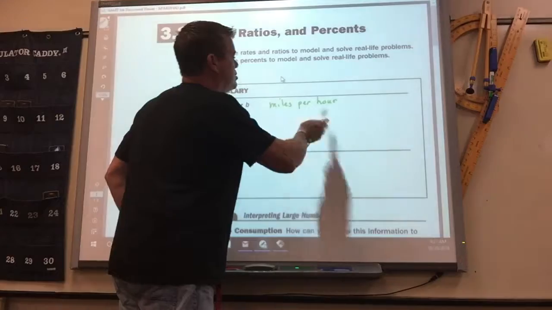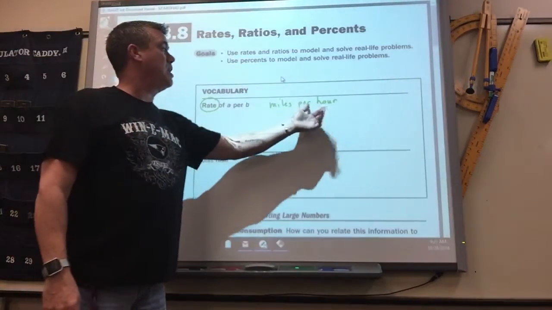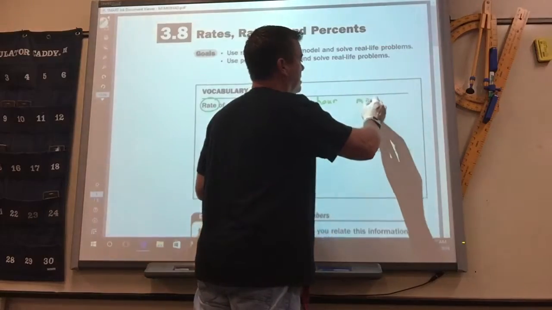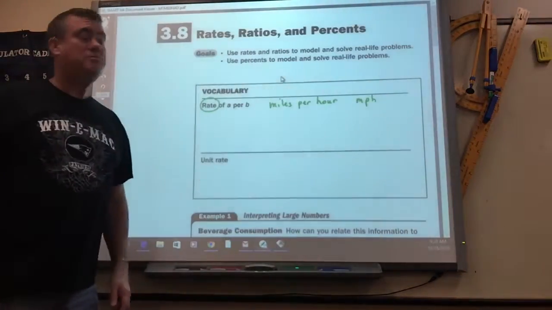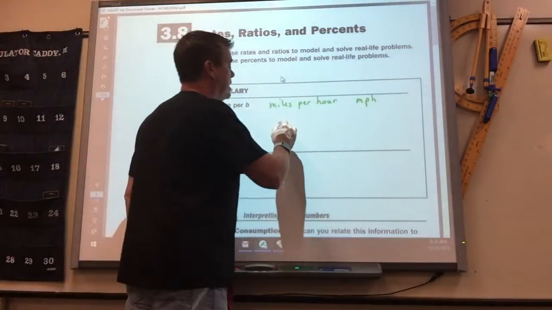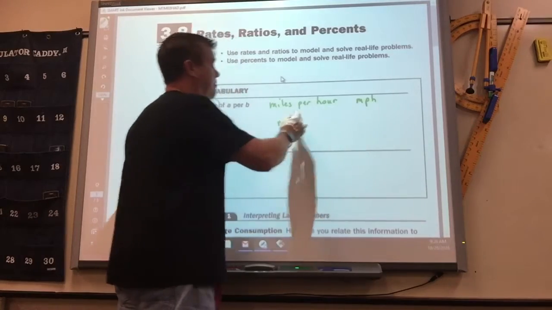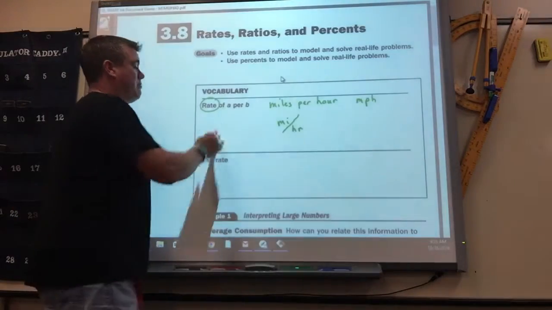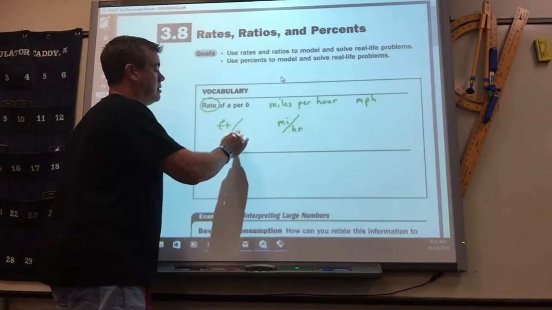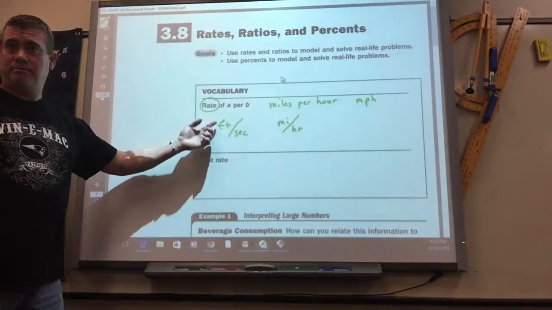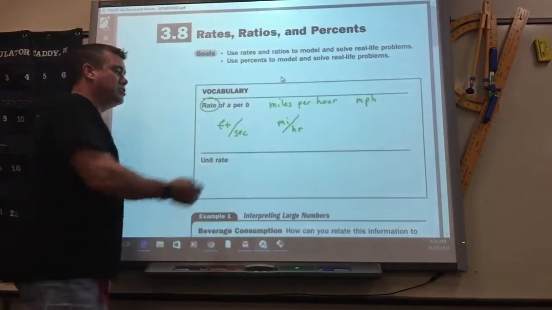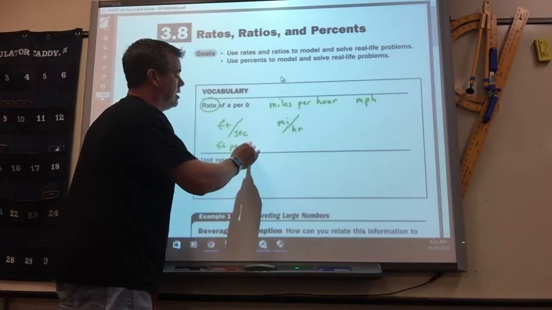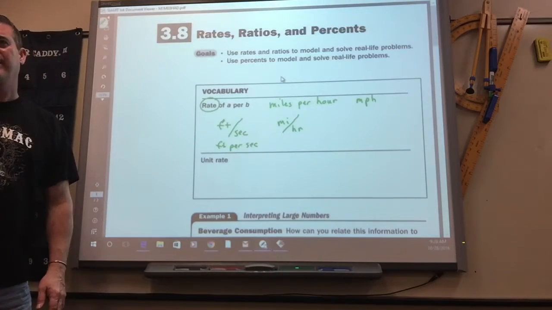So there's different ways you can write it. Miles per hour, you can put the word per. This one is so common that they just put it like that, right? Another way is you could do it like this. A fraction is the same thing as per. This means miles per hour. If it was written like this, that means feet per second, okay? So you can just put the slash instead of putting the actual word in there. They mean the same exact thing, okay?